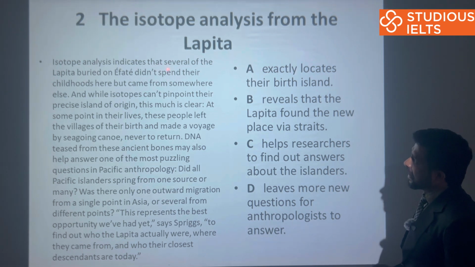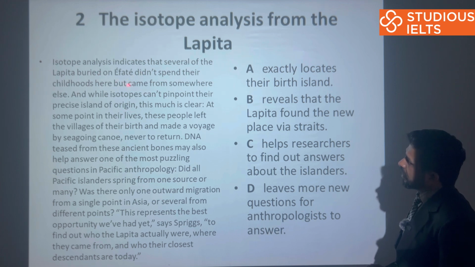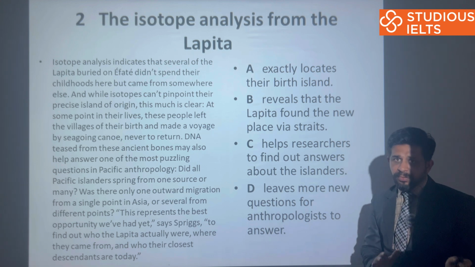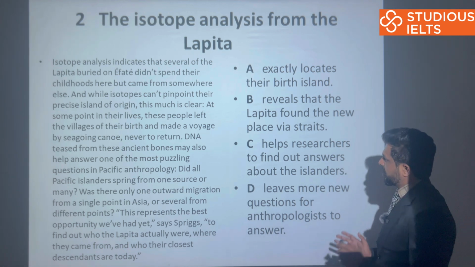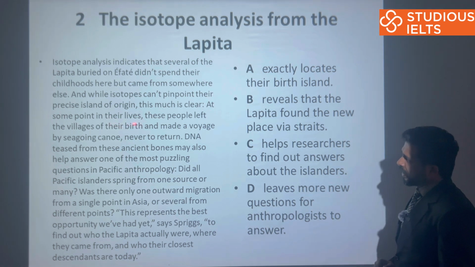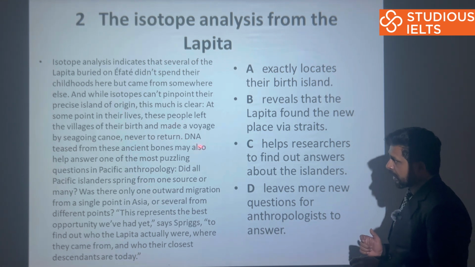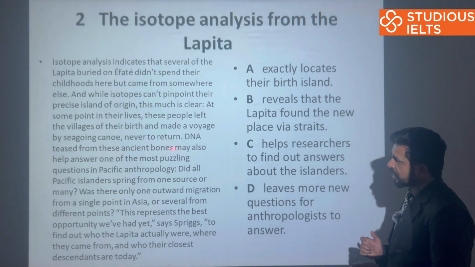Isotope analysis indicates that several of the Lapita buried on Ifate didn't spend their childhoods here but came from somewhere else. And while isotopes can't pinpoint their precise island of origin, this much is clear. No doubt their actual location couldn't be found, but there are some answers which have been mentioned here. At some point in their lives, these people left the villages of their birth and made a voyage by sea-going canoe, never to return.